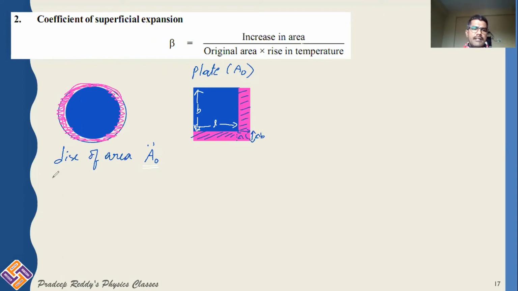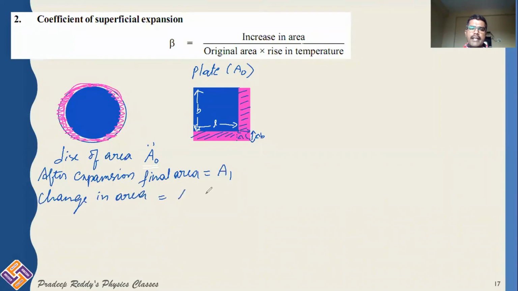So now let us consider after expansion. Final area is equal to A1. Now what is the change in the area? Change in area is equal to final area minus initial area, which is represented with delta A. Now delta A, which is the change in the area, is directly proportional to the initial area.